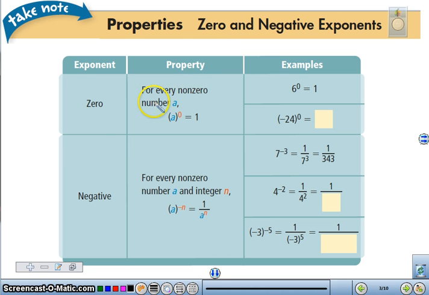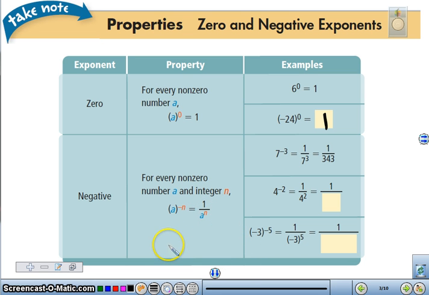Every non-zero number a, remember it's non-zero, raised to the 0 power equals 1. So 6 to the 0 is 1. Negative 24 to the 0 is also going to be 1. For a negative exponent, for every non-zero number a with an integer n, a to the negative n power is always meaning 1 over a to the n.